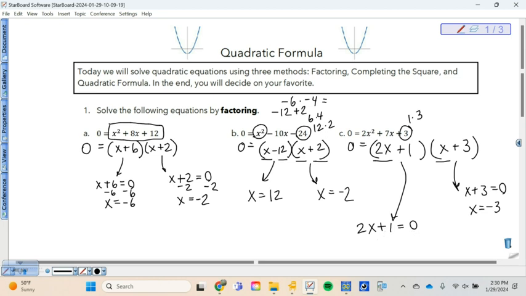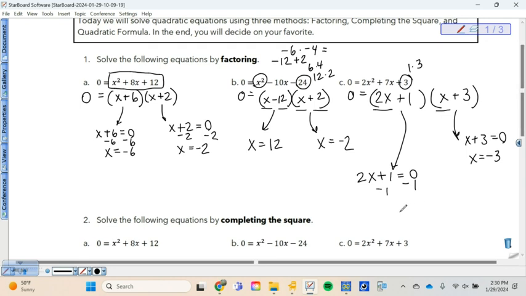And then here, what do I need to do to solve for x? Move the 1. Good. Subtract 1 from both sides. And I've got 2x. 2x equals -1. And then what? Divide by 2, divide by 2. So x is equal to -1/2.